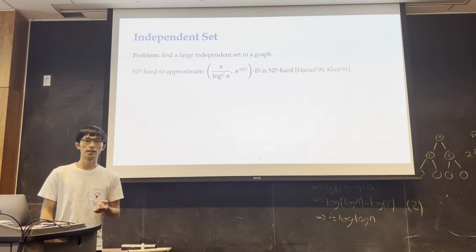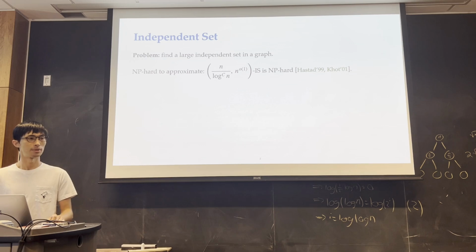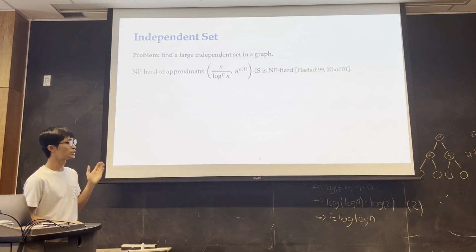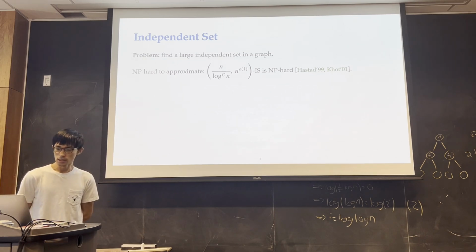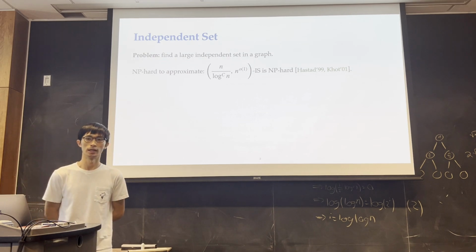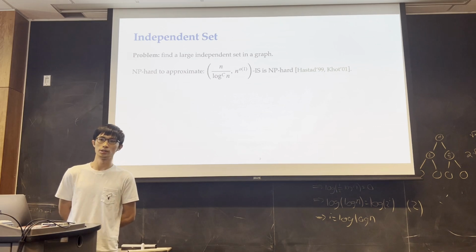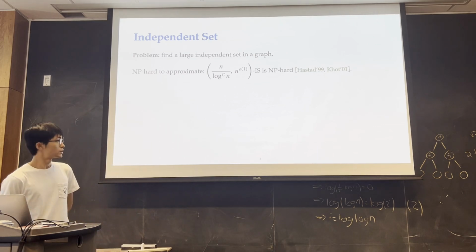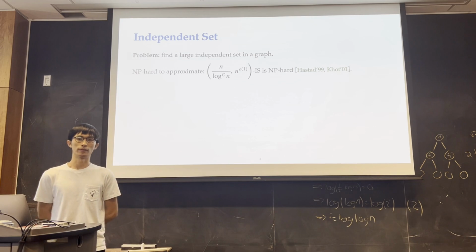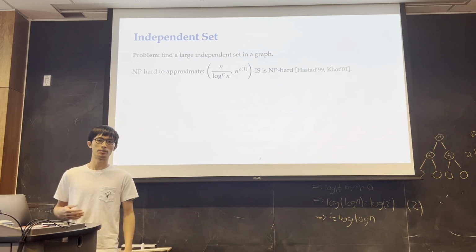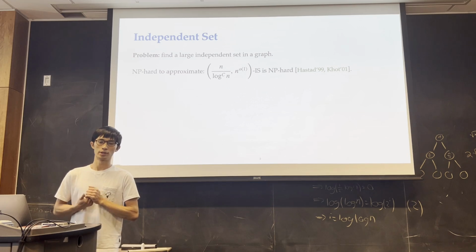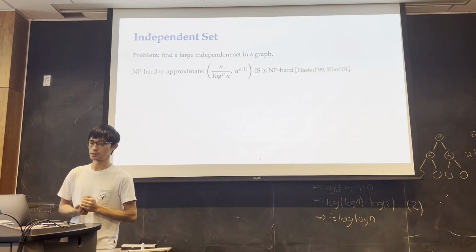Given a graph that contains an n over polylog n size independent set, so a pretty large one, it's NP hard to find an independent set of size n to the little o of 1. So there's a huge gap between what's guaranteed and what we can find here. In particular, it's hard to approximate independent set within a factor that's better than n to the 1 minus little o of 1.